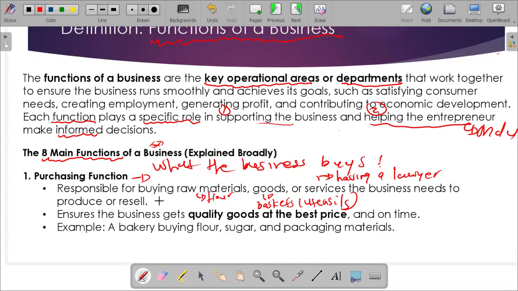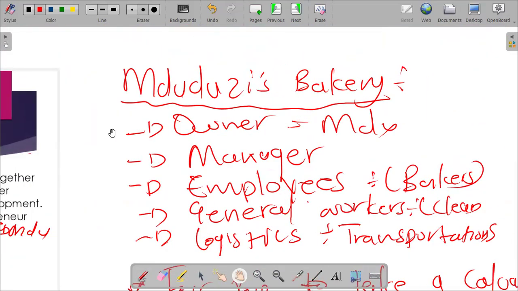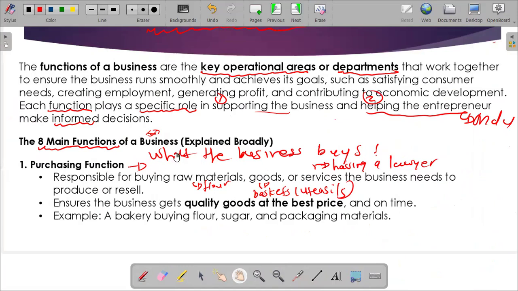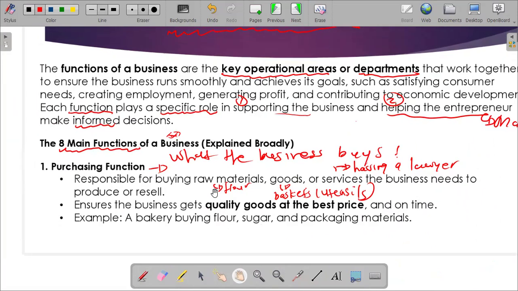So what are we producing in our sense of Mduduzi's bakery? What are we producing? We said we're doing cakes and scones. So we need the purchasing function, what the business buys. What are we buying as a business so that our business can function and propel? What are we buying, right? And the second part is that as we buy, we need to ensure that the business gets good or quality goods at the best price and on time.